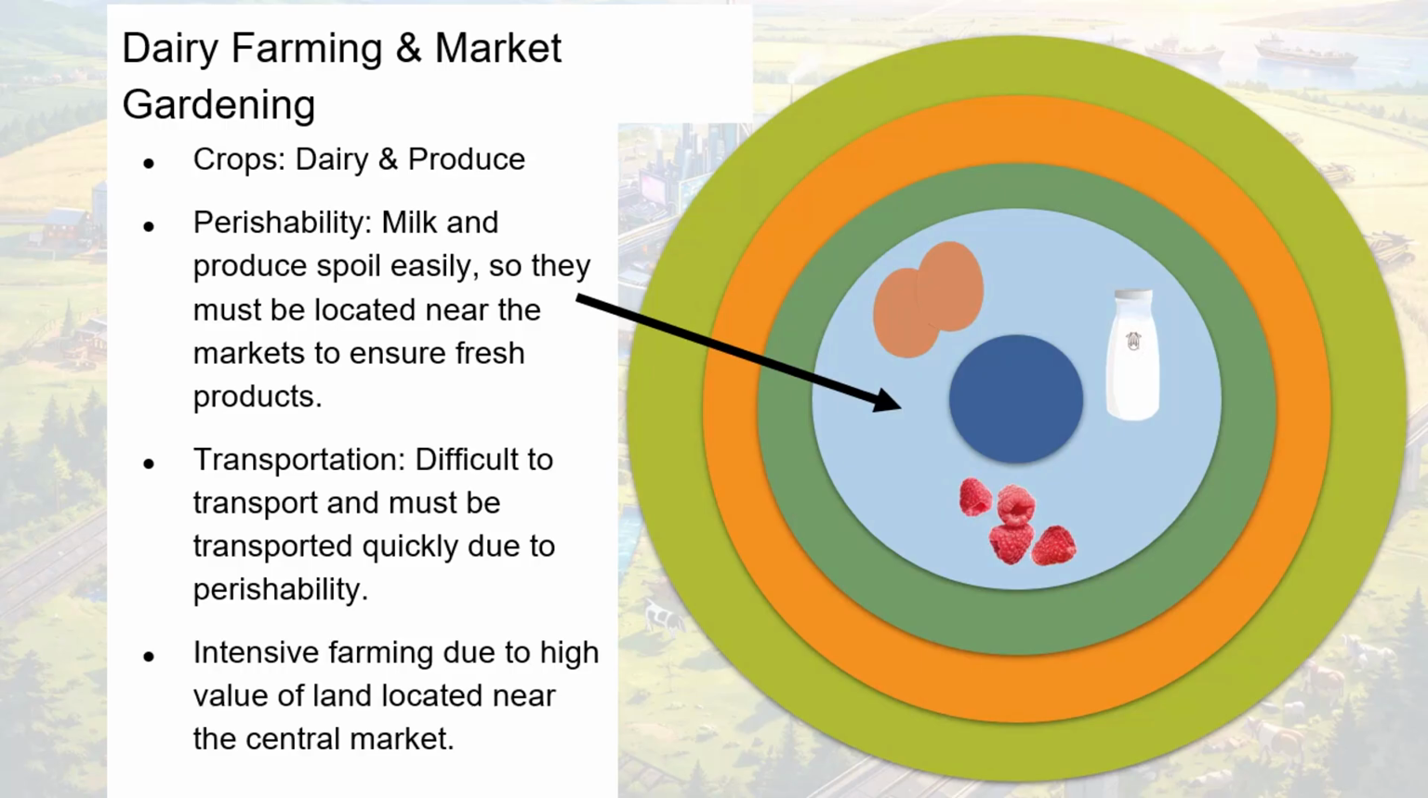So the pattern makes sense. Highly perishable goods stay closest to the market even though land is expensive, because distance kills profit. As we move outward in the next ring, the products change, and instead of spoilage being the main problem, transportation weight becomes the bigger issue.